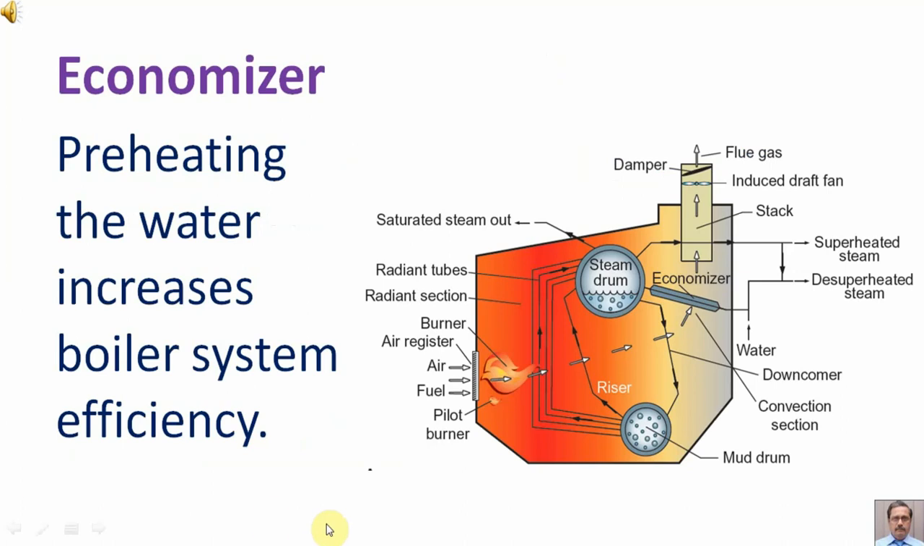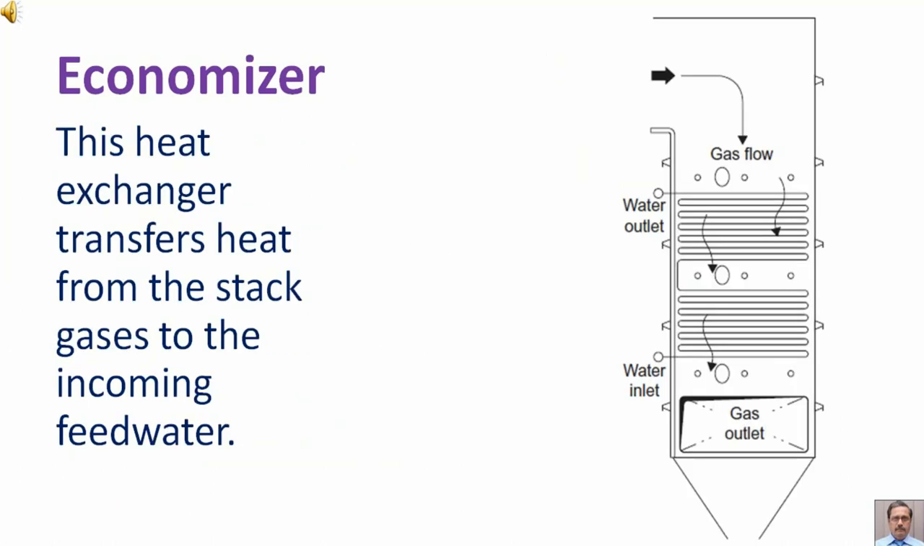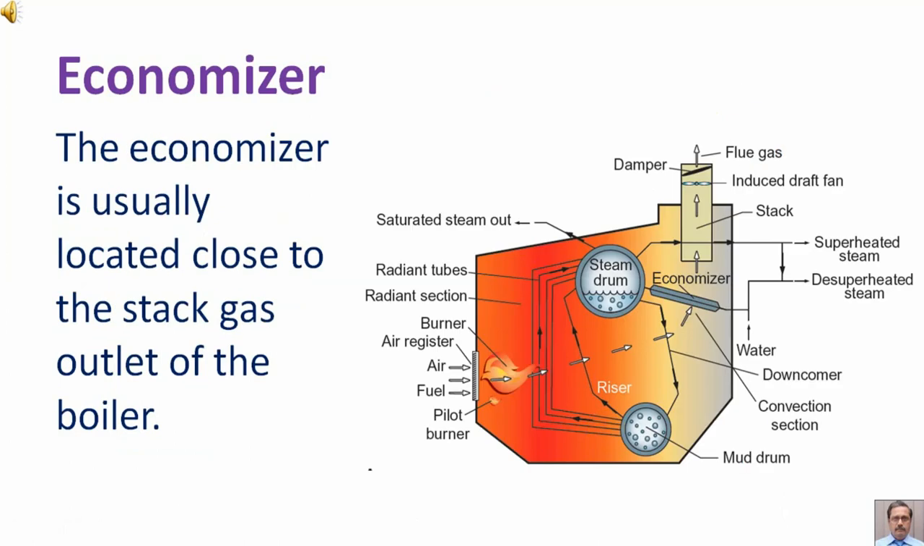Preheating the water increases boiler system efficiency. This heat exchanger transfers heat from the stack gases to the incoming feed water. The economizer is usually located close to the stack gas outlet of the boiler.